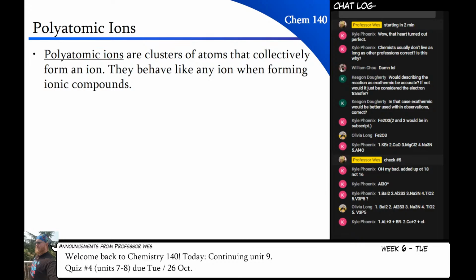Polyatomic ions are just like regular ions. It's just that instead of having an ion that looks like this with a minus charge, you have an ion that looks like this with a bunch of atoms stuck in there and a charge attached to it.